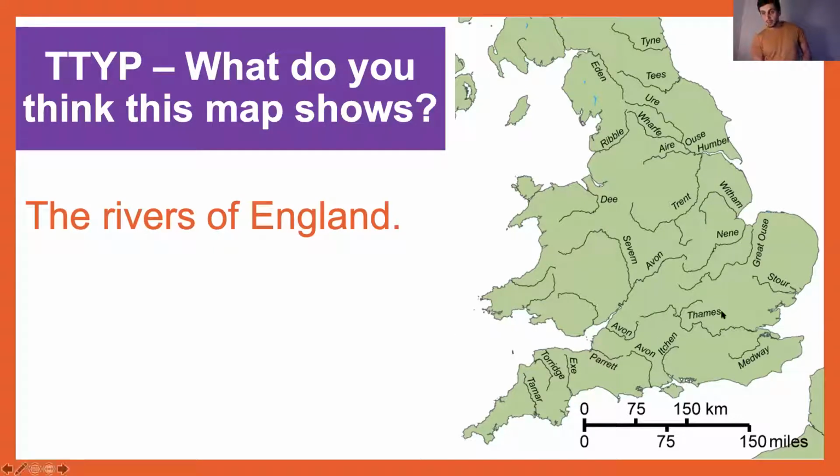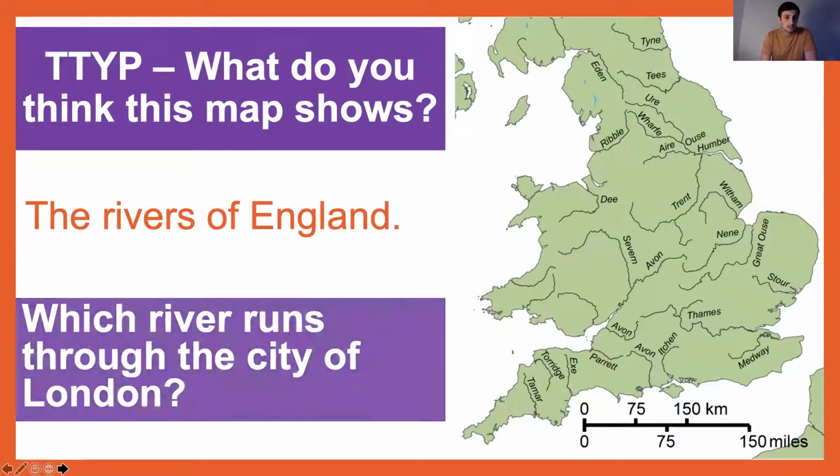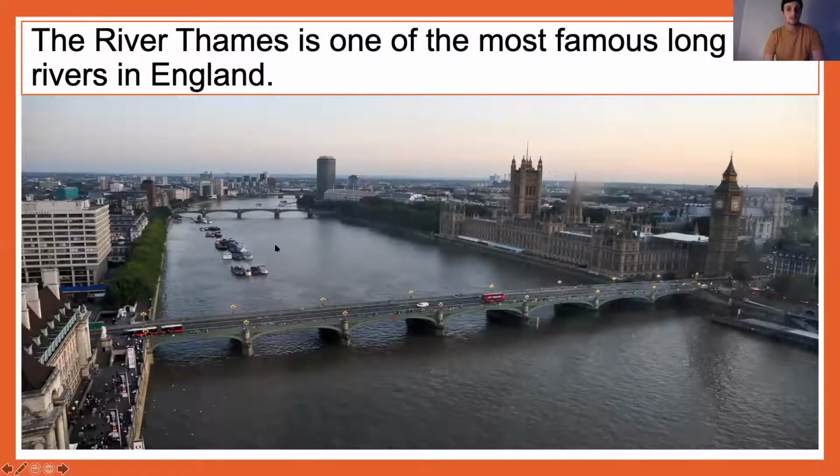This one down here, if you follow my mouse, you can see is the River Thames, a really famous river that we're going to be looking at in a little bit of detail today. In fact, first question, which river runs through the City of London? Yes, well done if you said the River Thames. You were exactly right.